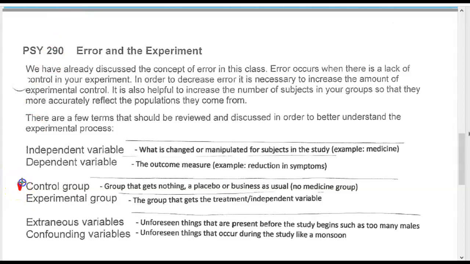Okay, control group. What are we talking about there? You have one group of people in most research studies who get nothing. What does that mean? It could mean three things, actually. They could literally get nothing. You give them no medicine for their headache. That's kind of mean and cruel, isn't it? How long would your headache last if you don't have any medicine to take?